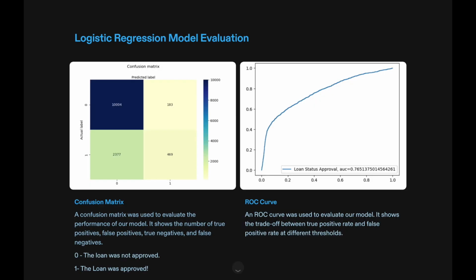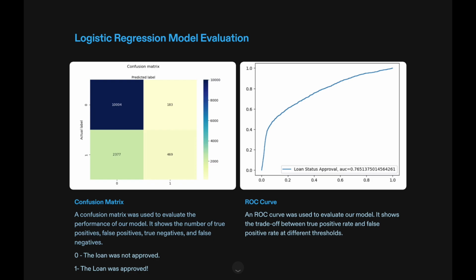A confusion matrix was used to evaluate the performance of the logistic regression. It shows the number of true positives, true negatives, and false negatives. 0 signifies the loan was not approved, and 1 signifies the loan was approved. The confusion matrix revealed the model predicted 10,004 true positives and 469 true negatives for the loan disapprovals.